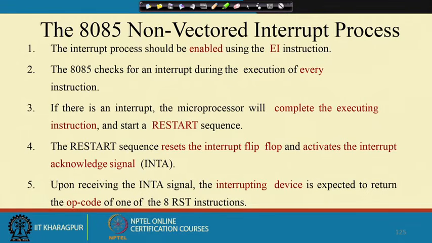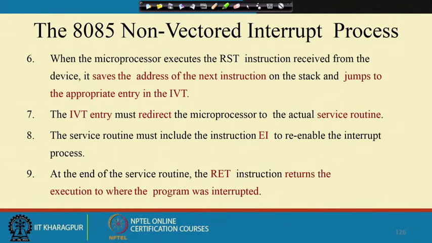Upon receiving the interrupt acknowledge signal, the interrupting device is expected to return the opcode of one of the 8 RST instructions. RST is the restart instruction. It takes along with it a 3-bit value, and a 3-bit value means it can go from 0 to 7. So 8 possible RST instructions are there, starting with RST 0 going up to RST 7, as we will see subsequently. The device somehow sends an RST instruction to the microprocessor. The microprocessor now executes the RST instruction received from the device on the data bus lines.